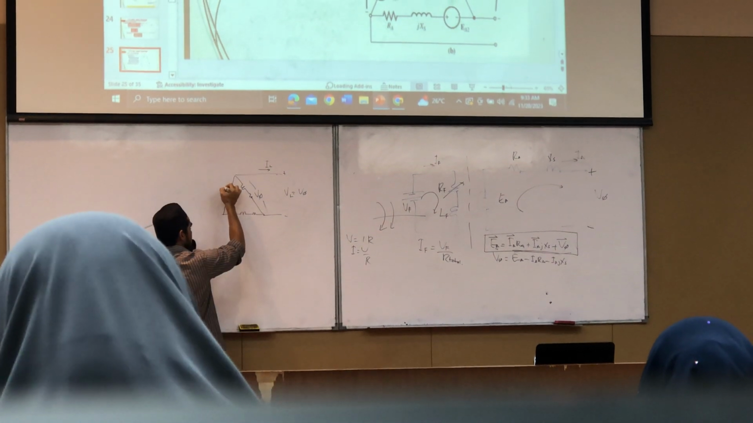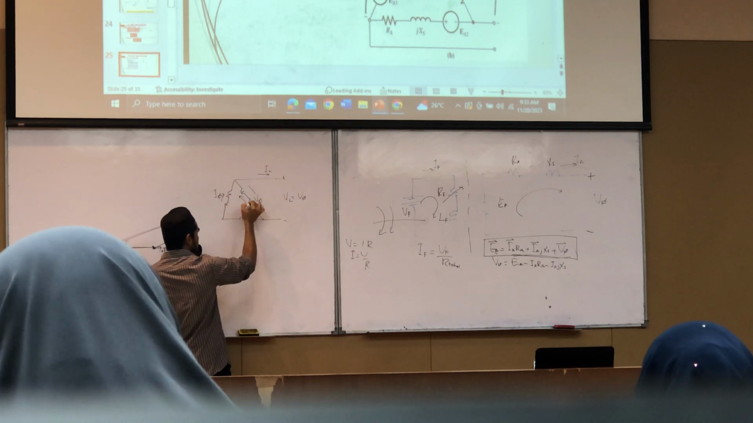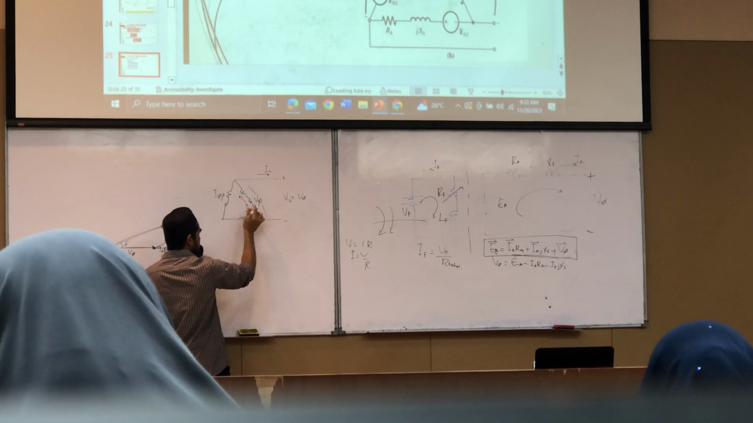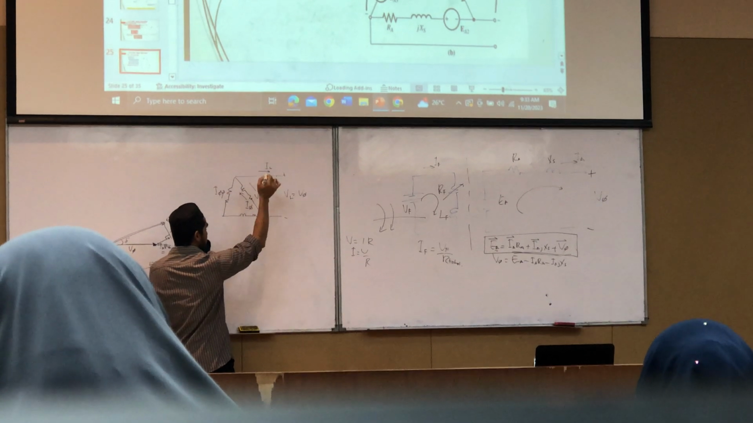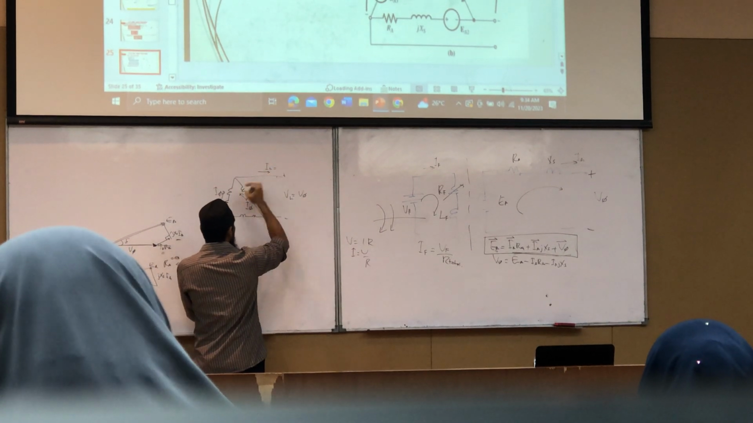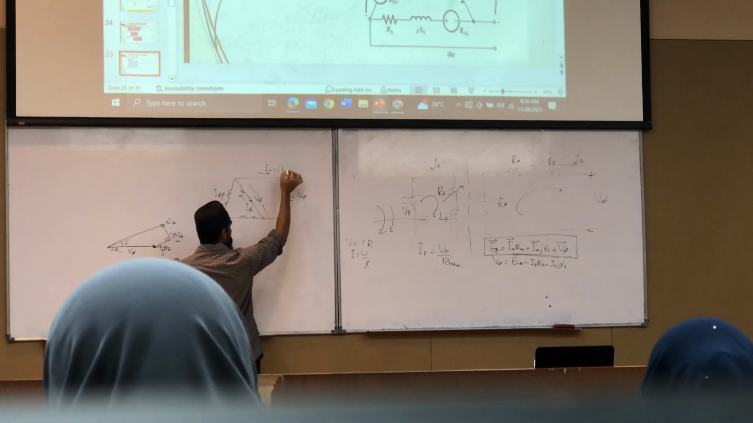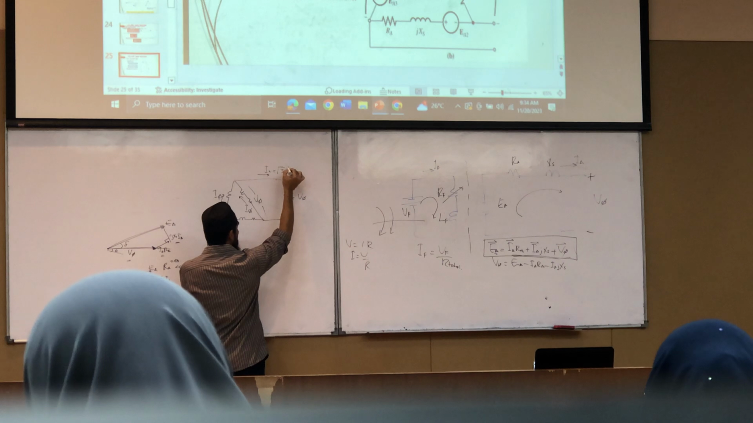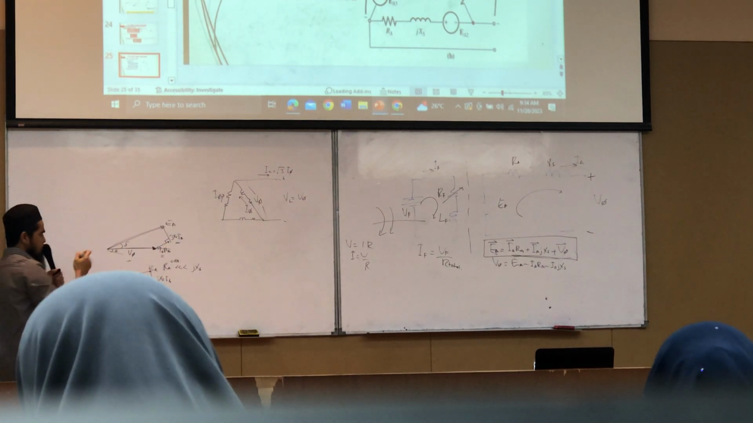Meanwhile, your current, this is your I phase, is the sum of 2 phase here, phase 1 and phase 2 combined become line current. So I line should be bigger compared to phase. So how much bigger? Should be root 3 times I phase. You draw the diagram, you label the diagram directly.